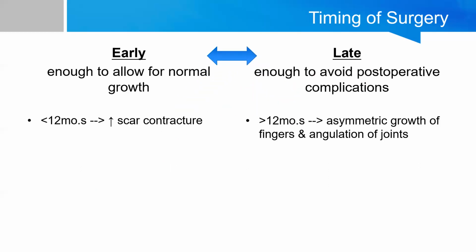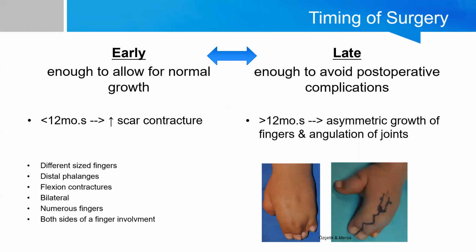Timing of surgery is a controversial issue. We need to be early enough to allow for normal growth, but late enough to avoid postoperative complications. Statistically, it has been shown that in infants younger than 1 year, the incidence of hypertrophic scar formation and contractures is higher, while if we wait more than 12 months, the asymmetric growth of the fingers might cause more deformation and angulation of the joints.